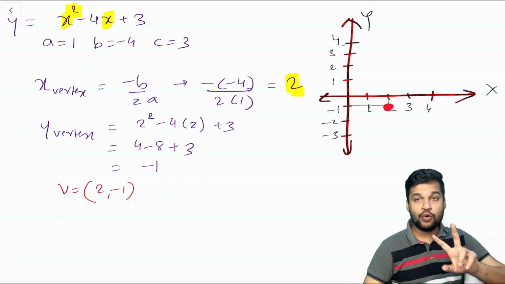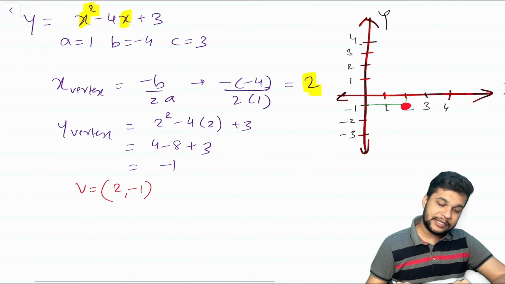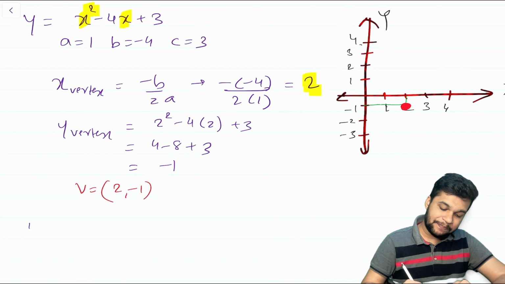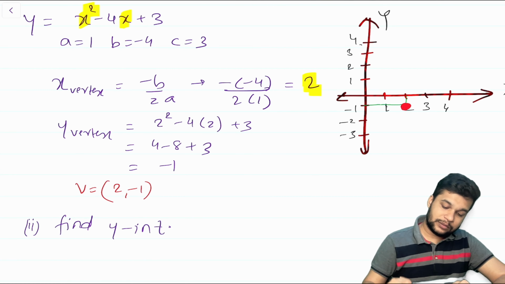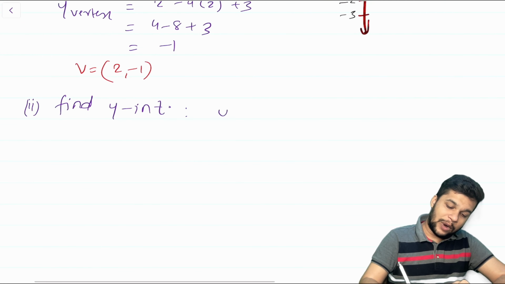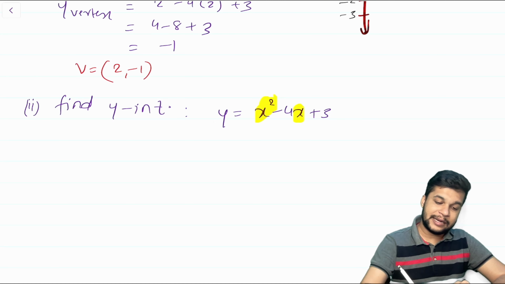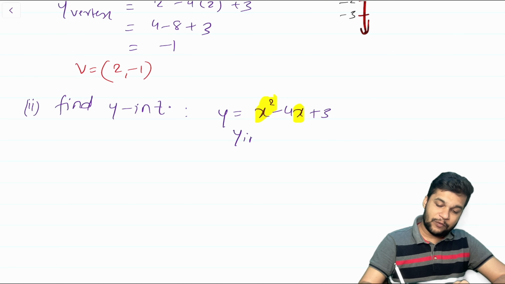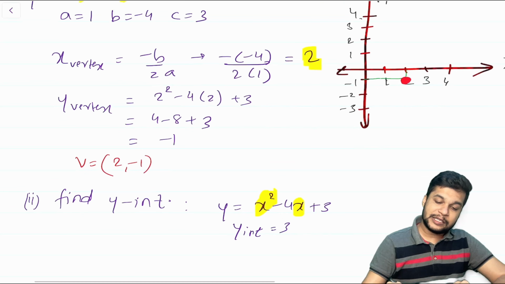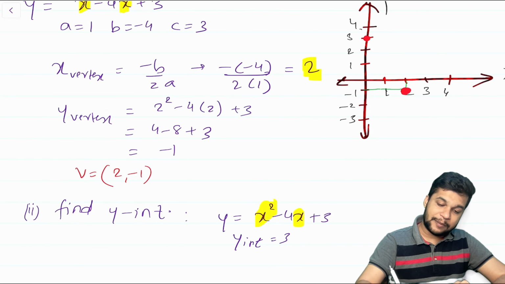Now I need 2 more points. So the first point is to find the y-intercept. That's your second step. Now you had y equal to x² minus 4x plus 3. If you substitute x as 0, you get the y-intercept. So when you do that, your y-intercept will come out to be 3. So let us mark that point also.